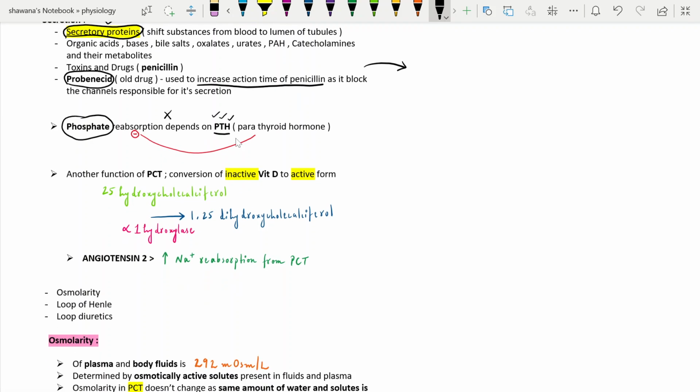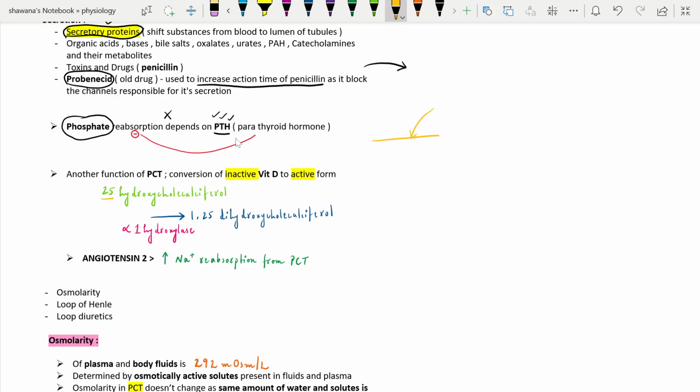Another function of the PCT is that it is involved in the conversion of inactive vitamin D to its active form. How does this work? Our skin, when exposed to sunlight, makes cholecalciferol. The cholecalciferol undergoes two processes of hydroxylation, first in the liver and second in the kidneys. It goes to the liver, and a hydroxyl group is attached at the 25th position.